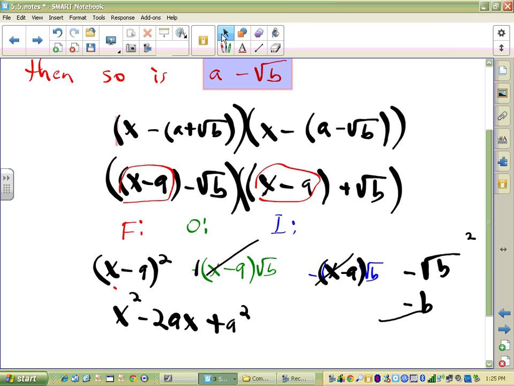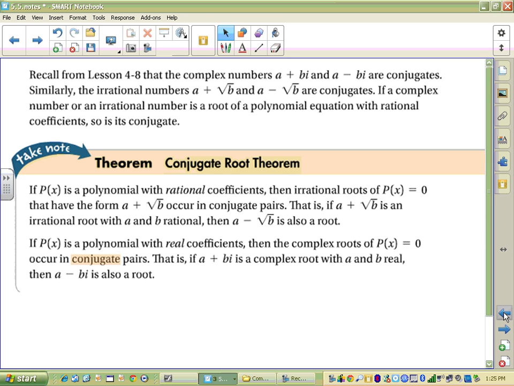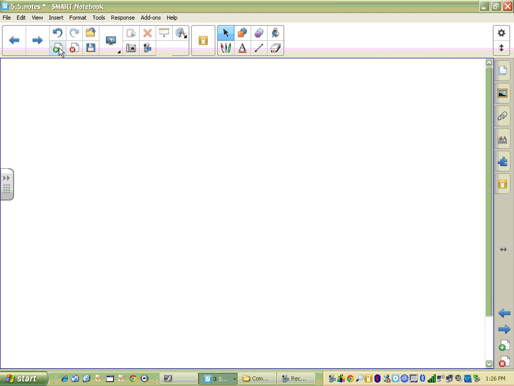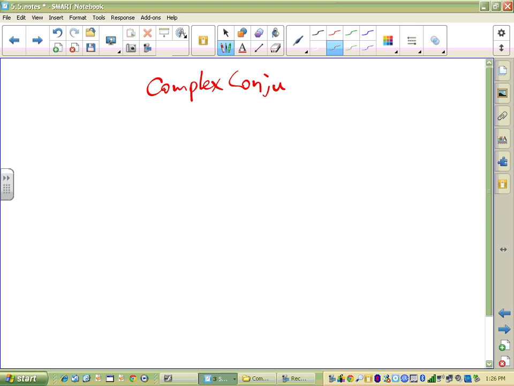Anyway, all the radicals kind of go away. The point is that theorem needs to be applied. I really should have done that with the complex conjugates, and I'm sorry for wasting a minute of your time there. This next one's called the complex conjugate theorem.